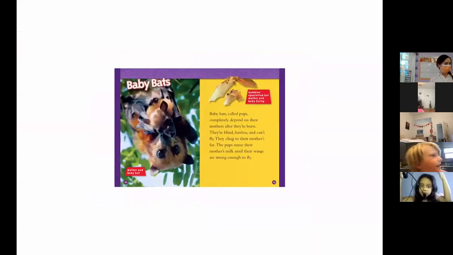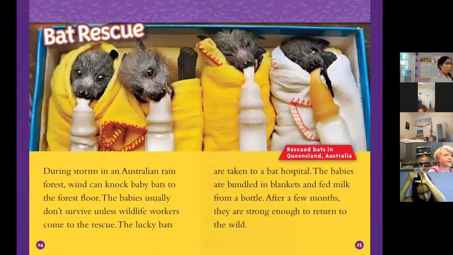Here's a Gambian epauletted bat flying with their mother. Very cute. All right, here's just a quick little bat rescue story. So see these baby bats? They're so cute. These baby bats are from Australia. And in the rainforest, the wind can sometimes knock the baby bats to the floor.